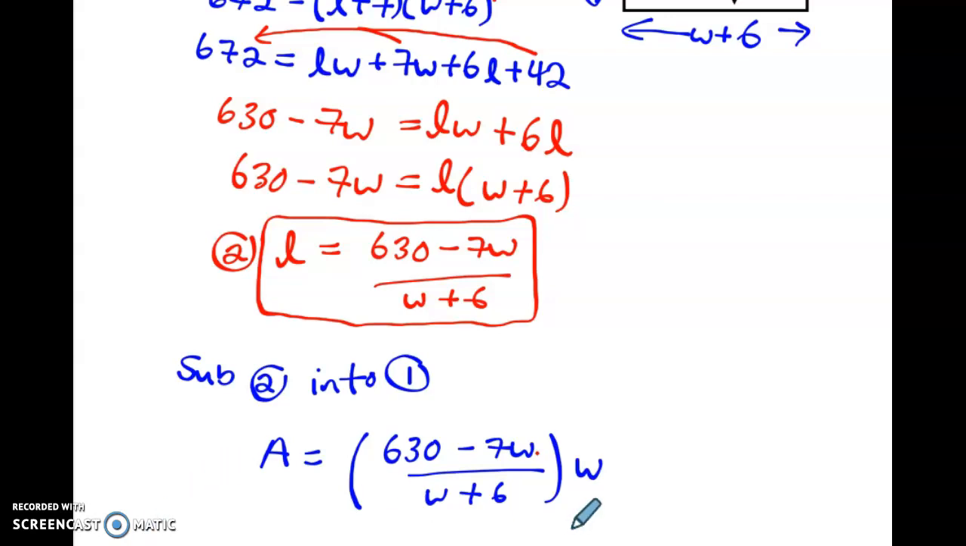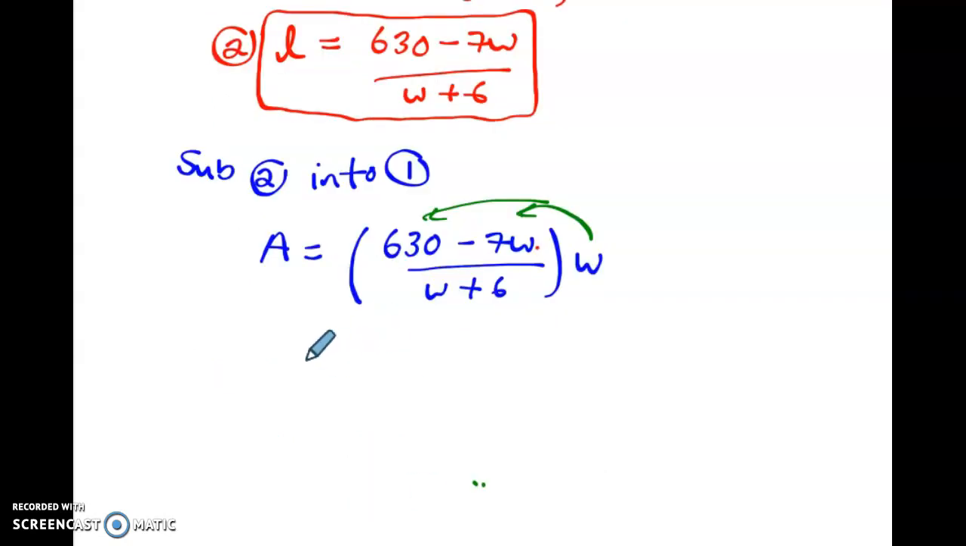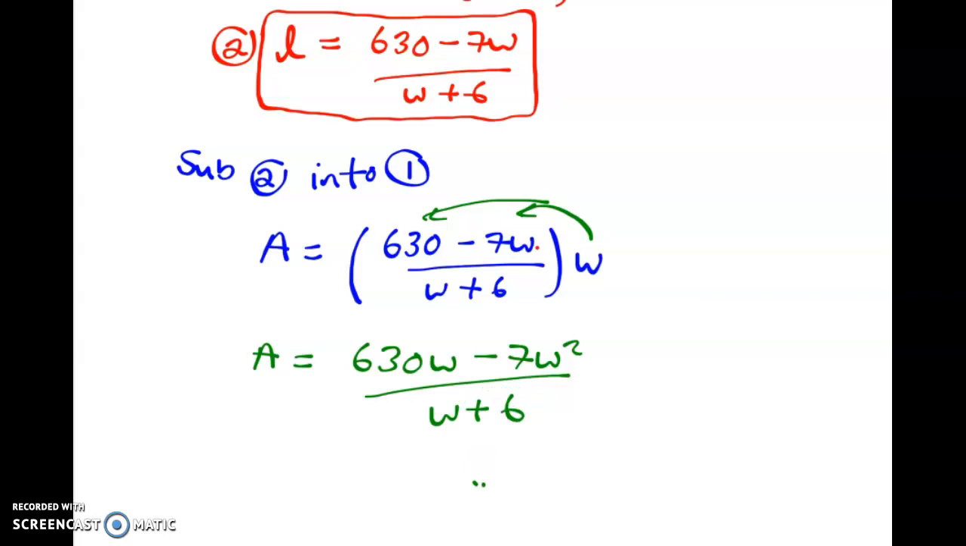Now before we take the derivative, I am going to multiply in that W. That's just going to make it a little bit easier, so I only have to apply the quotient law. So our area would be 630W minus 7W squared all over W plus 6. And now you need to find the derivative of that. So take a minute, find the derivative using the quotient law, and then replay the video.